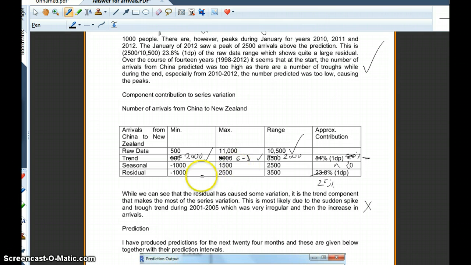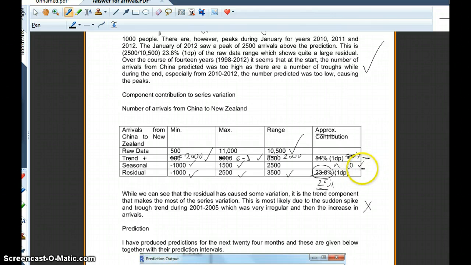But what's easier to do is the range of the seasonal component, minus 1,000 to 1,500. And that works out to approximately 20%. No problems there. This one's easier to do. Look at the residual graph: minus 1,000 to positive 2,500, range 3,500. Now, you'll see in there, I've crossed out her 23.8 because it's an approximate contribution, and I've changed it to 25%. And you can see how varied this is based on the trend component.